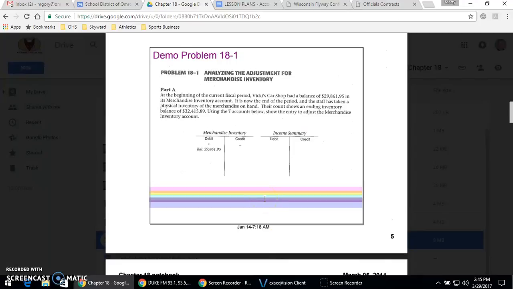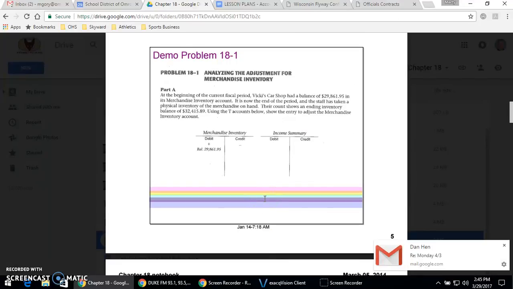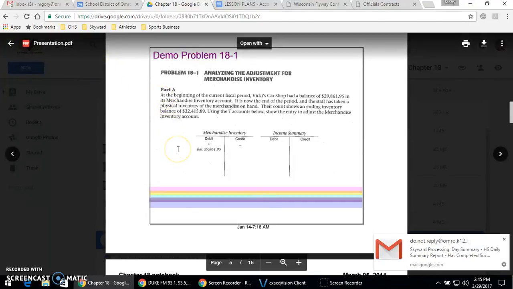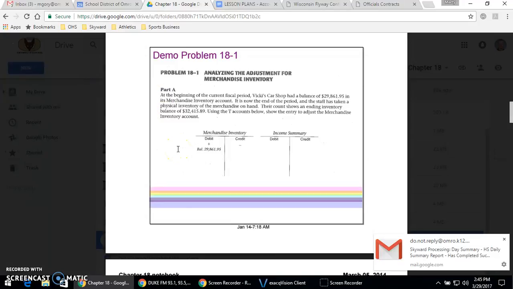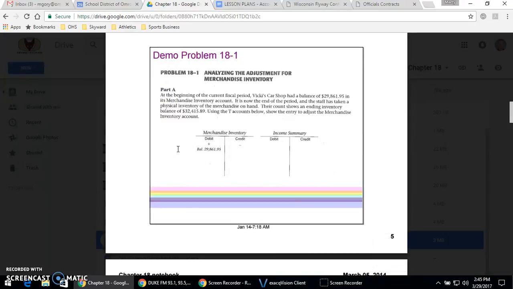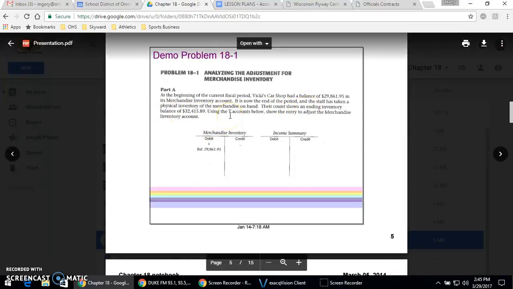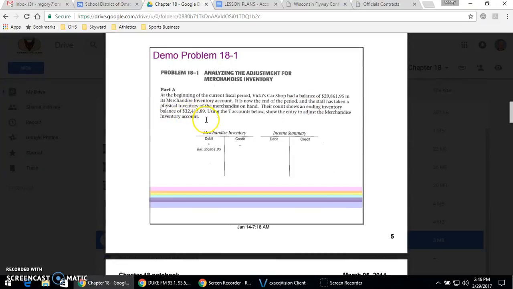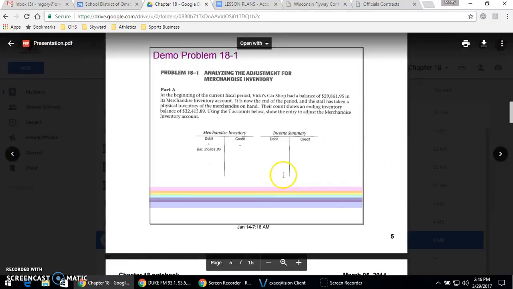So let's take a look at the demo problem. We'll be working on this in class, and in this instance, we are going to be analyzing a merchandise inventory adjustment and then properly recording it into T accounts. At the beginning of the current fiscal period, Vicky's Car Shop had a balance of $29,861.95 in merchandise inventory. It is now the end of the period, and the staff has taken a physical inventory count. So now the balance is $32,415.89. Using the T accounts, go ahead and record this adjustment. So go ahead and try this. Otherwise, we will be doing it next time we meet in class together.